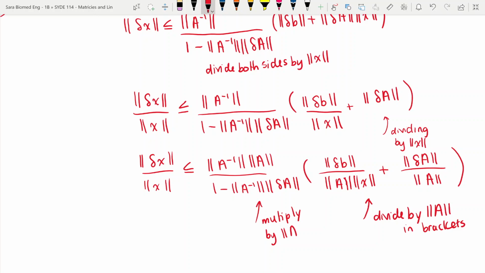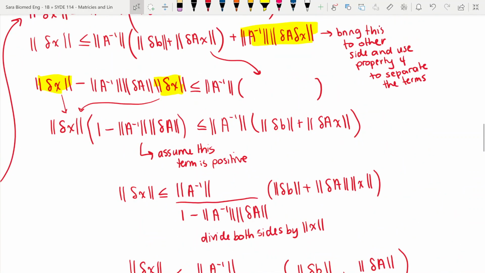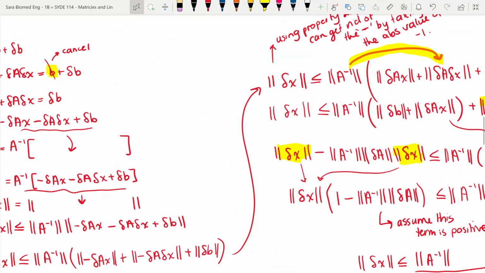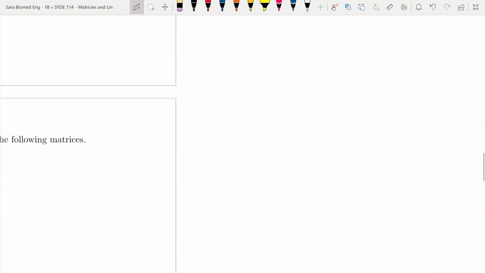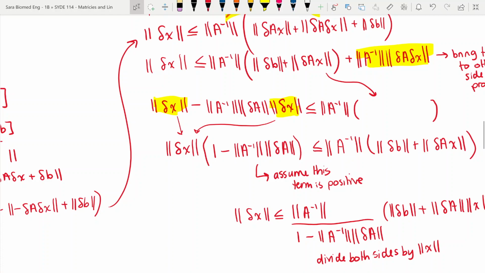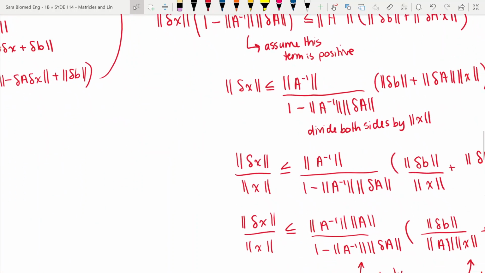We know that norm of A times X is equal to B. But we cannot directly do that, because right now it's not norm of A X, it's norm of A times norm of X. So we can use property number 4 again.